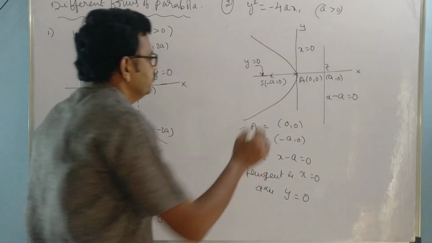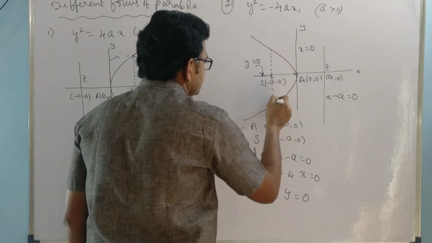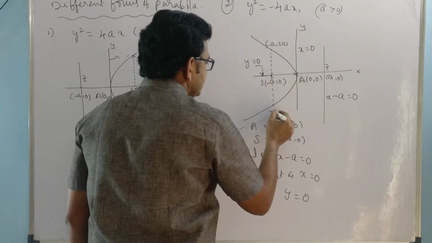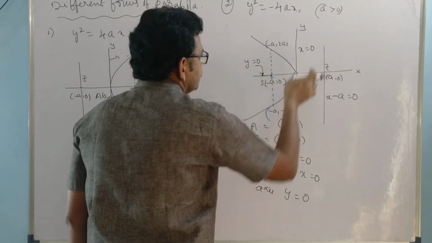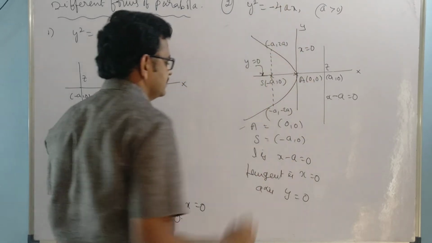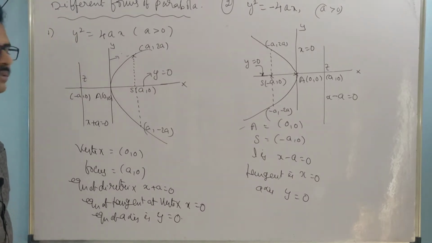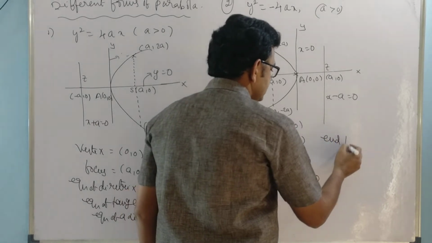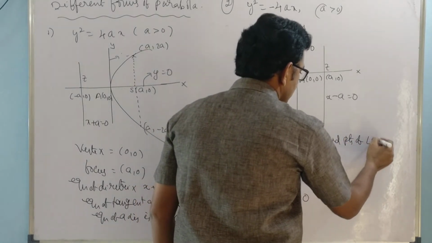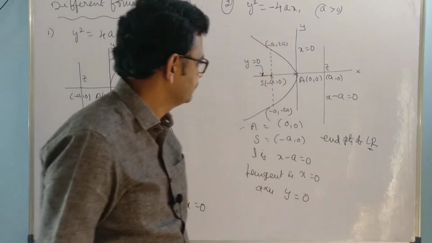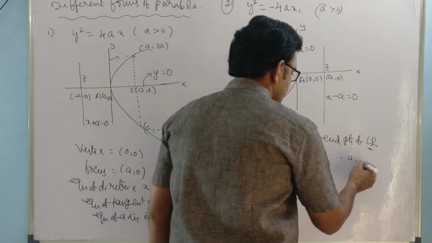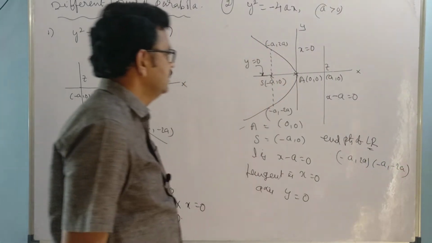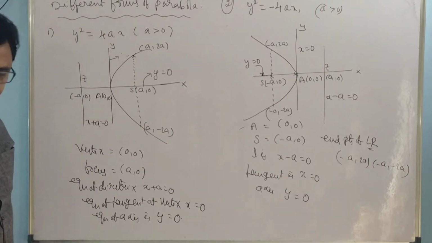Now, the endpoints of latus rectum. For the parabola y square equal to minus 4ax, these are (-a, 2a) and (-a, -2a), the endpoints of LR. LR means latus rectum. Endpoints are (-a, 2a) and (-a, -2a). These are the endpoints of latus rectum.